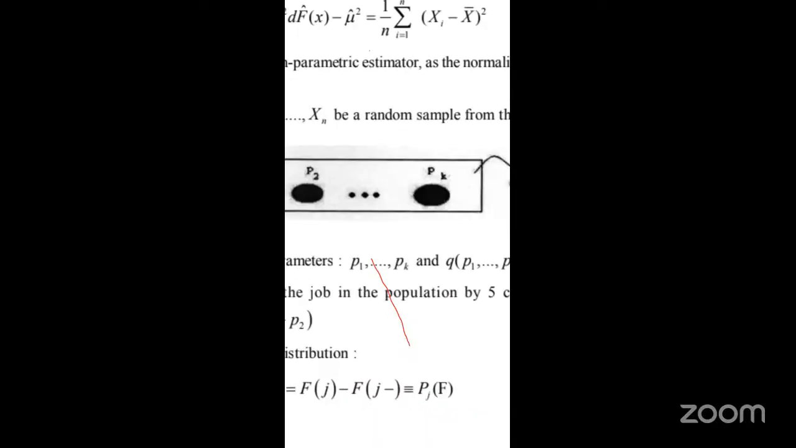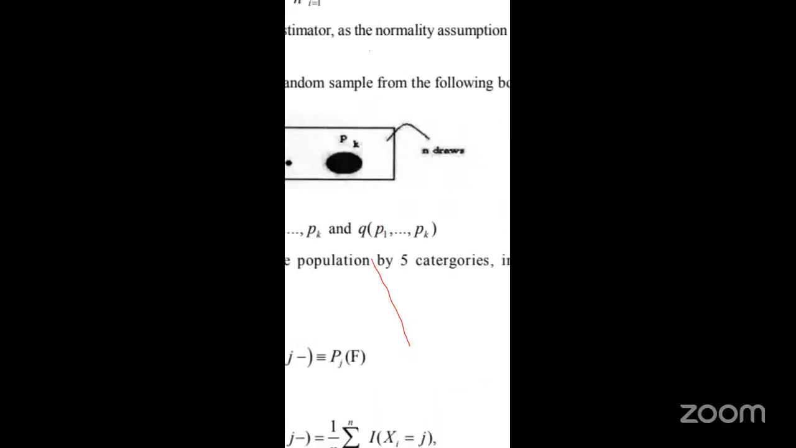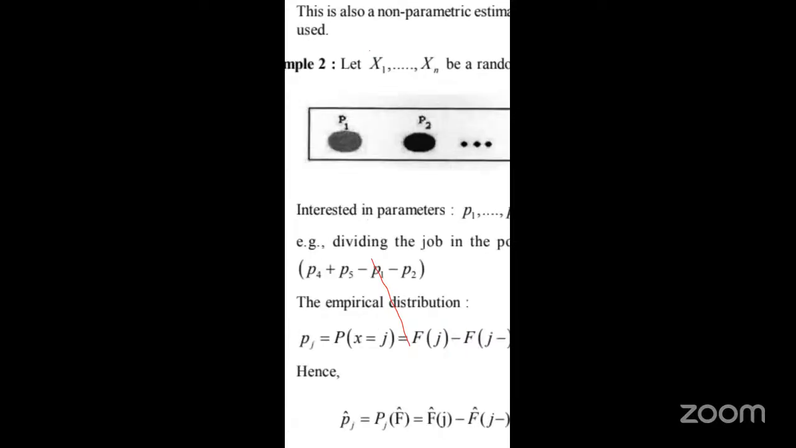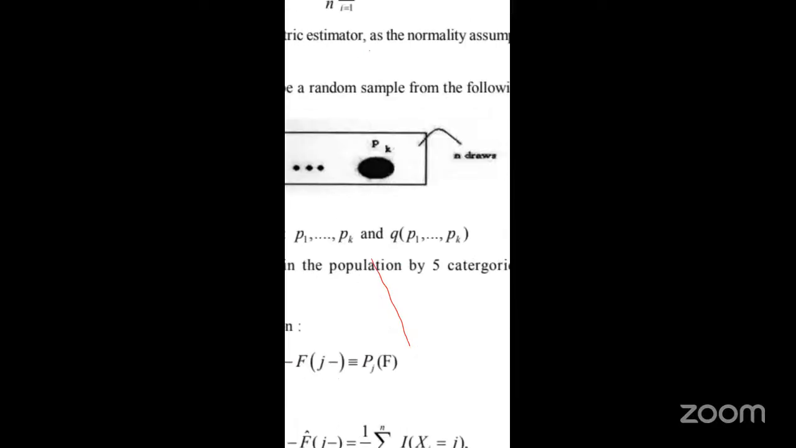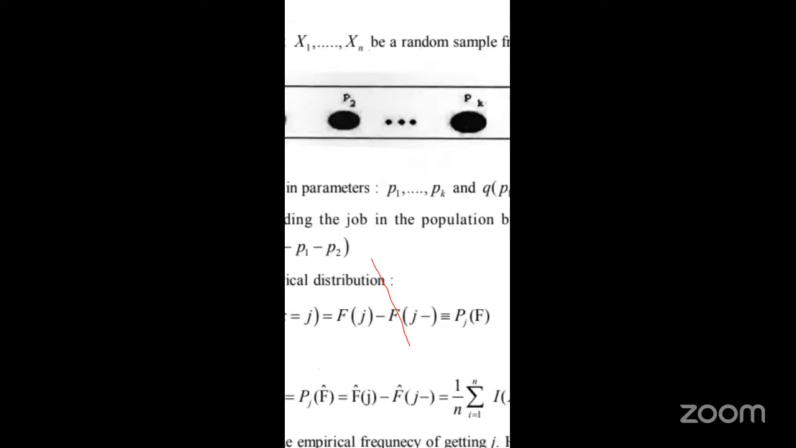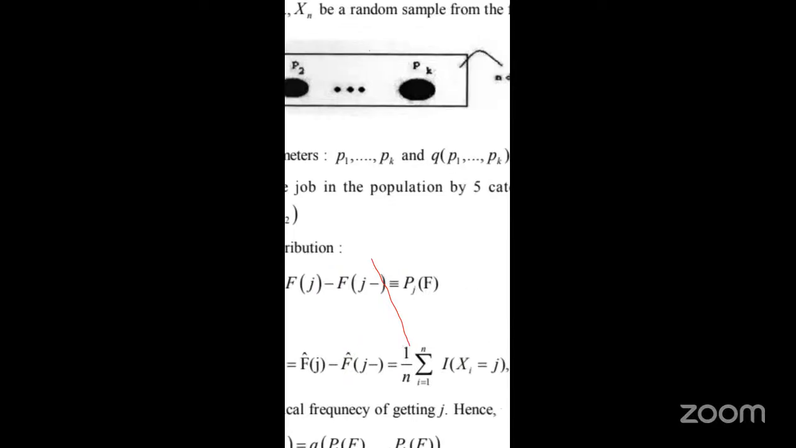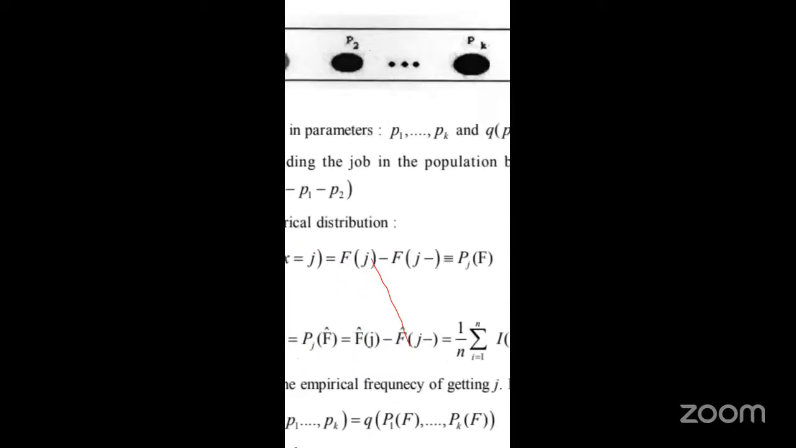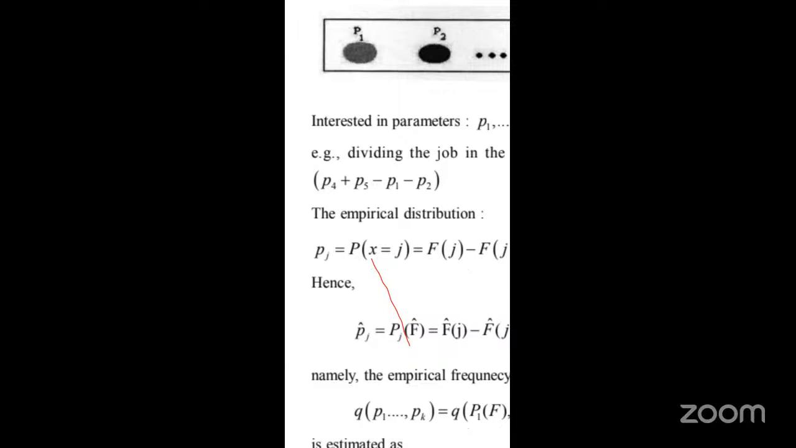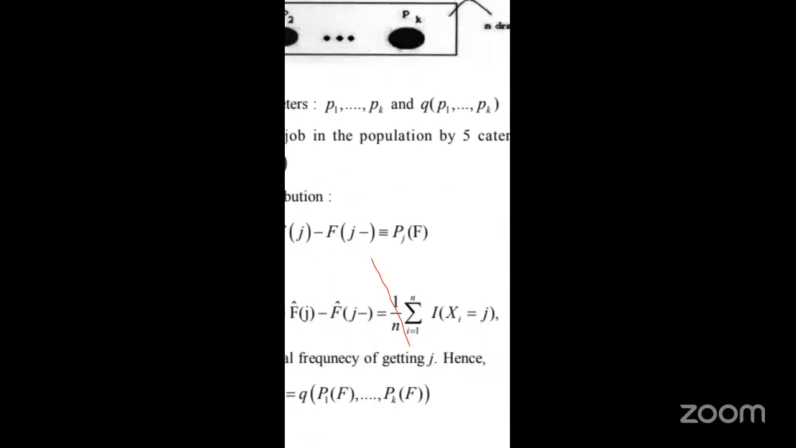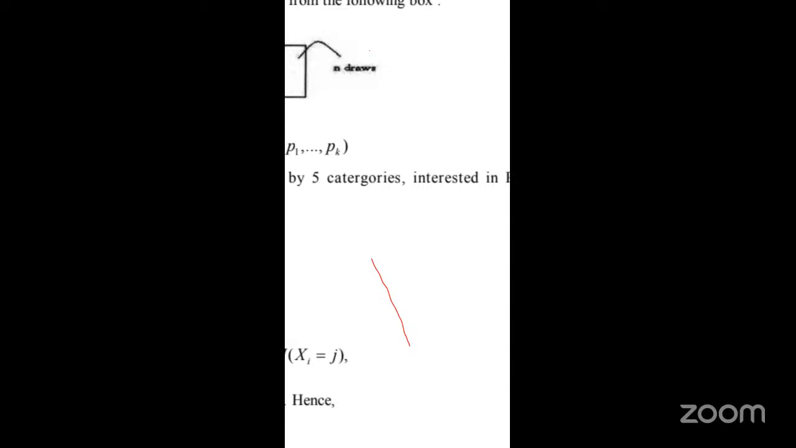Let x1, etc., xn be a random sample from the following box with probabilities P1, P2, etc., Pk, where we are interested in parameters P1, P2, Pk and Q1, Q2, functions of P1, P2, Pk. For example, dividing the jobs in the population into 5 categories, we are interested in P5.